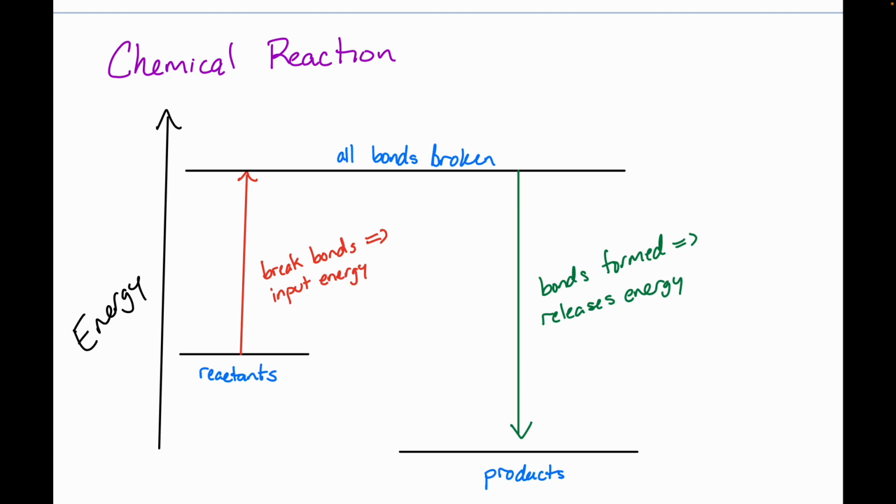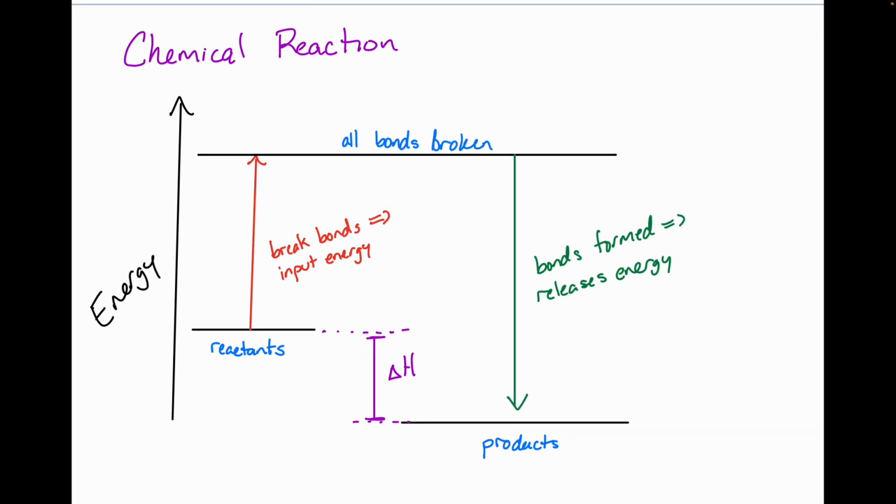And this gap between the product side and the reactant side is my delta H of my reaction. In this case, when those new bonds were formed, I released more energy than I had to put in. So specifically, this would be a chemical reaction that has a negative delta H, which we call what kind of reaction? Exothermic.